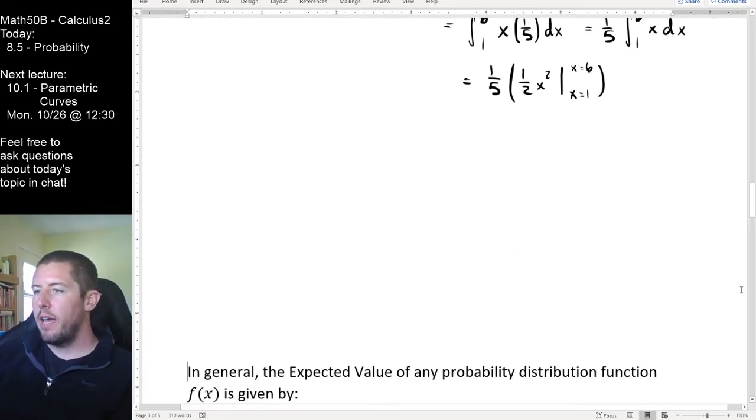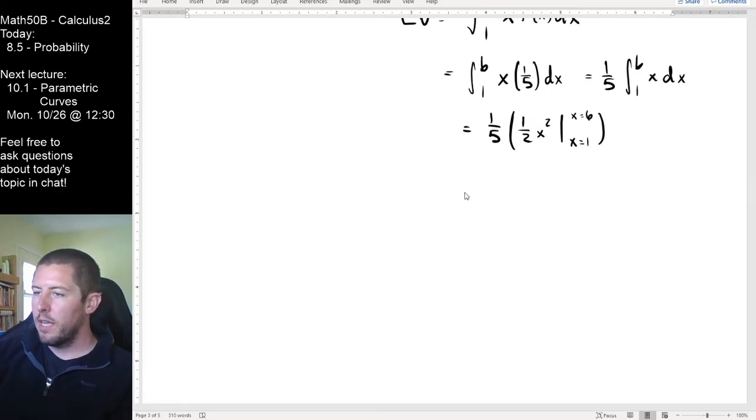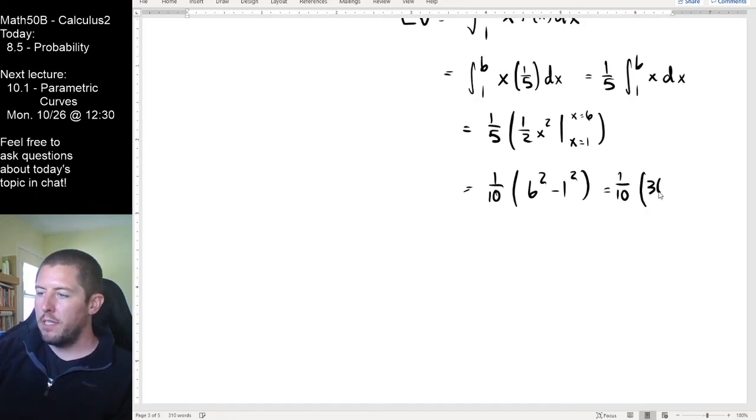And to evaluate this guy here, pretty easy here. It looks like this should just be 1/10 times 6 squared minus 1 squared. And that is 1/10 of 36 minus 1. And that is 1/10 of 35. And that is 3.5 still, right?